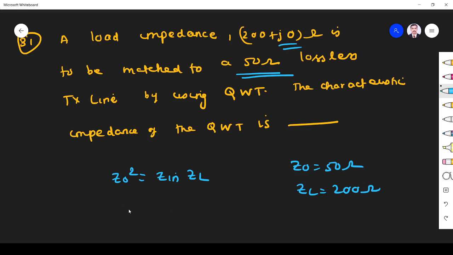Z0 is 50 ohm, ZL is 200 plus j0 ohm, no problem. So what we have to find is the input impedance. Since the line is matched to 50 ohm, this is considered to be the input impedance, and the 200 ohm is the load. So Z0 squared is 50 into 200, so Z0 is equal to 100 ohm.